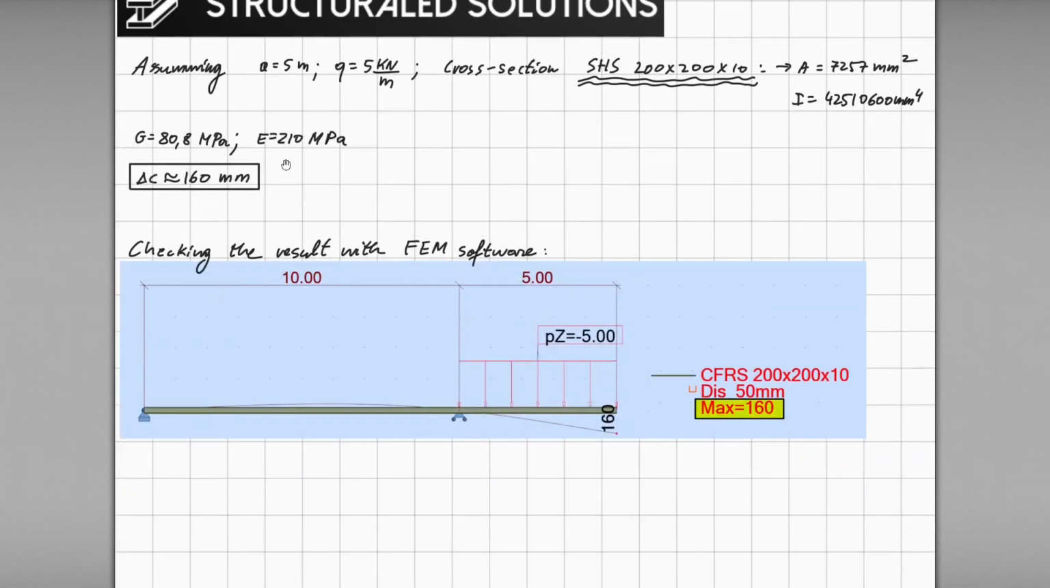Just to make sure that what we did by hand calculation is correct, I modeled the question on a finite element method software, and as you can see here, the displacement at point C is going to be 160 millimeters, which is the correct one from what we got by hand.